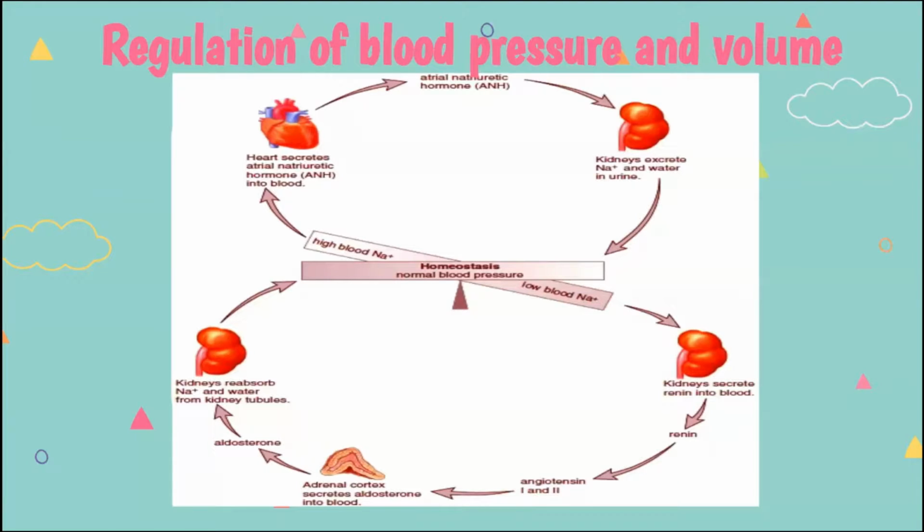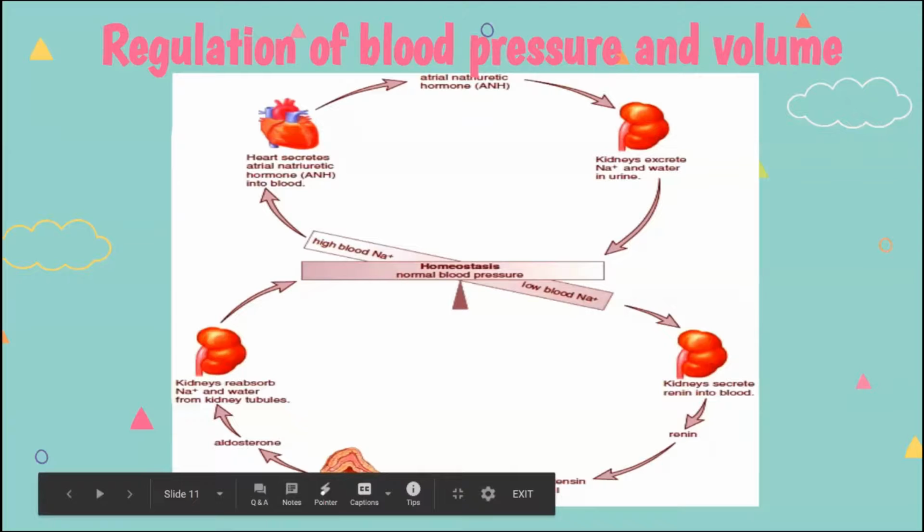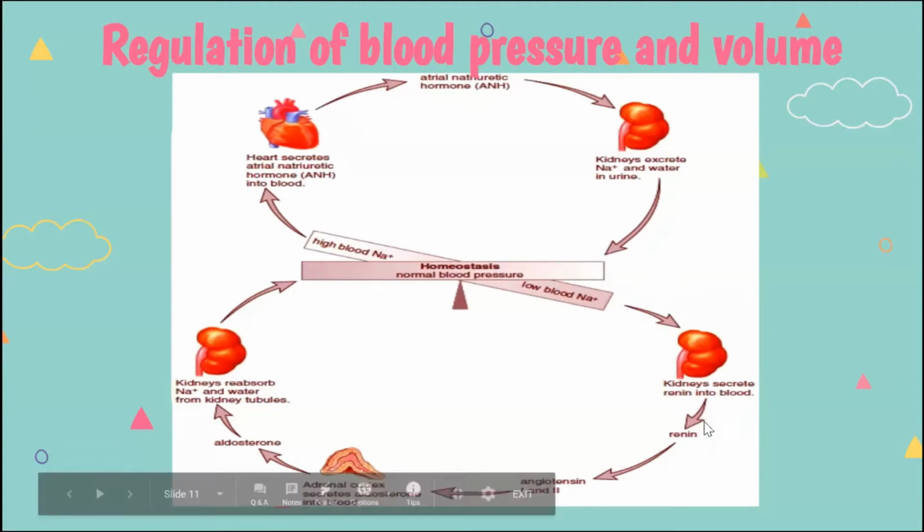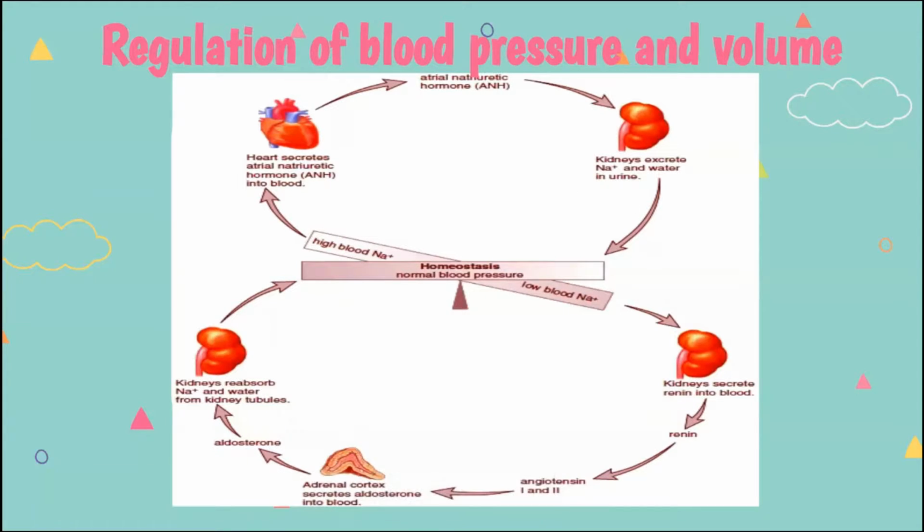So this is the cycle of regulation of blood pressure and volume. When we have low blood sodium, the kidney will secrete renin into the blood, and then the cycle will repeat when the kidney reabsorbs the sodium and water from the kidney tubule. So it will be repeated by itself. So the next presenter is Shafika.